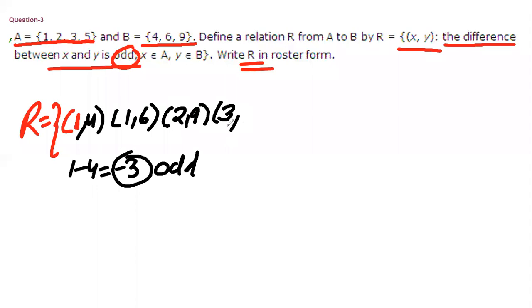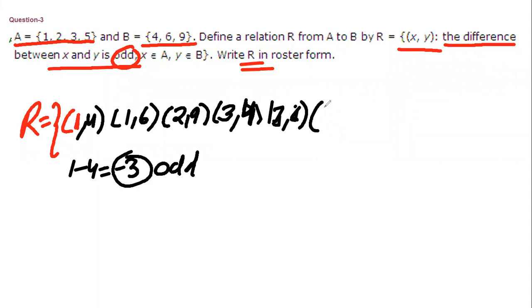Next 3, 4. Yes, ma'am. 3, 6. Yes, ma'am. Okay. Then 3, 9. No, ma'am. 3, 9 is 6, and 6 is an even number. Okay, तो क्या आएगा? 3, 4 and 3, 6.